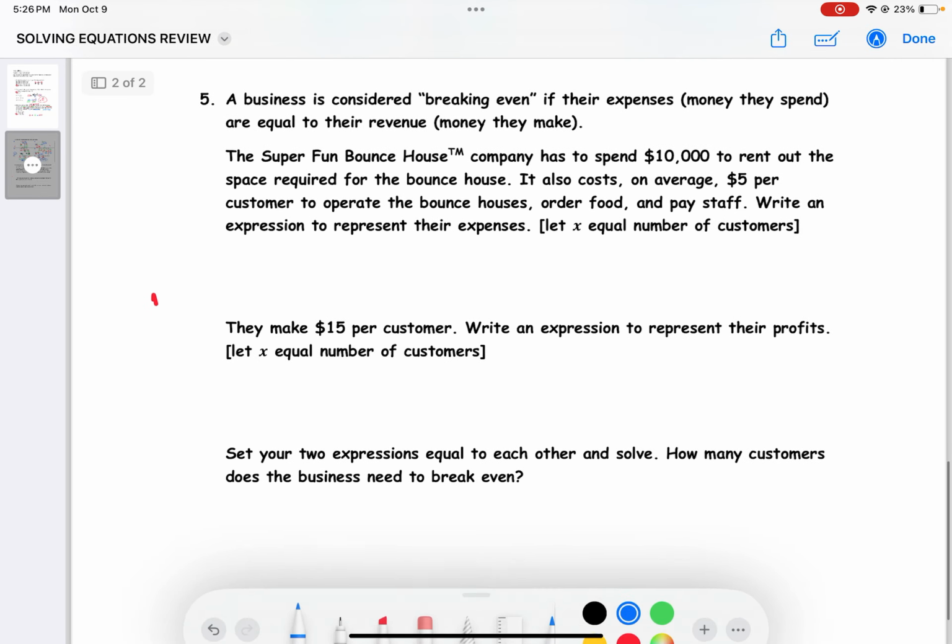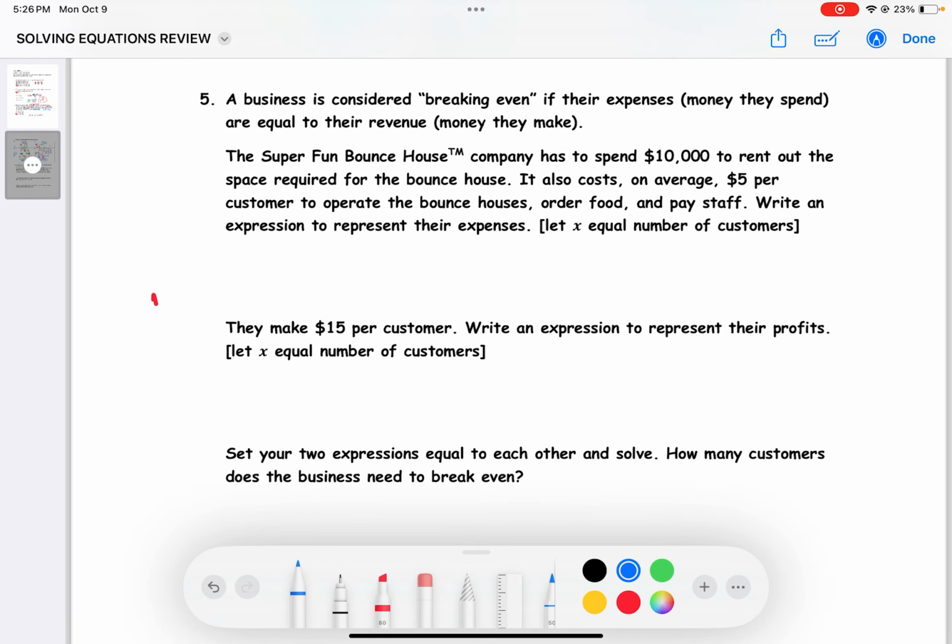And then lastly, this is that breaking even business model question that I alluded to in our last lesson before the review, right? We're breaking even if our expenses are equal to our revenue. So the money that we spend is equal to the money that we make. And now we're looking at the super fun bounce house company, and we're going to write an expression to represent their expenses and their profits. Or in this case, a better word would be revenue, not profits. Let me fix that real quick.